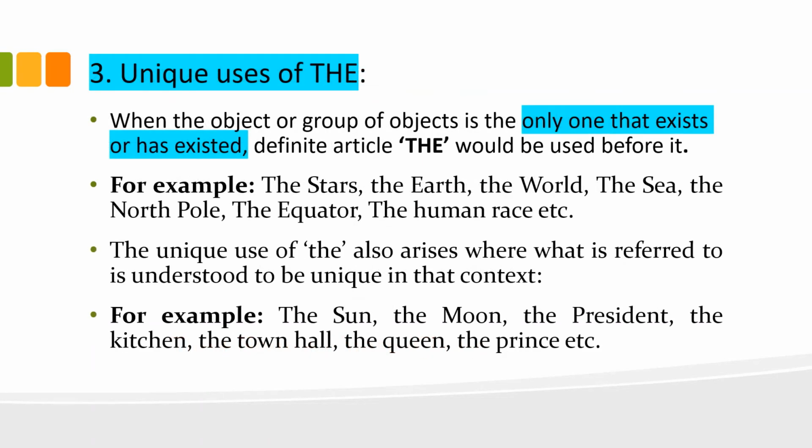The third main use of the is the unique use. When the object or group of objects is the only one that exists or has existed, the definite article the would be used before it. For example: the stars, the earth, the world, the sea, the North Pole, the Equator, the human race, etc. The unique use of the also arises when what is referred to is understood to be unique in that context. For example: the sun, the moon, the president, the kitchen, the town hall, the queen, the prince, etc.